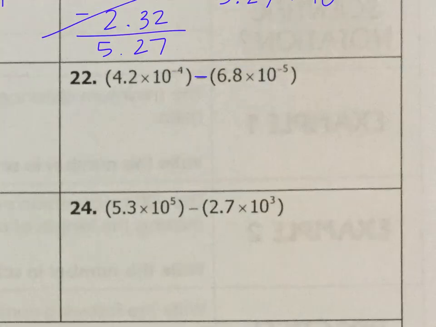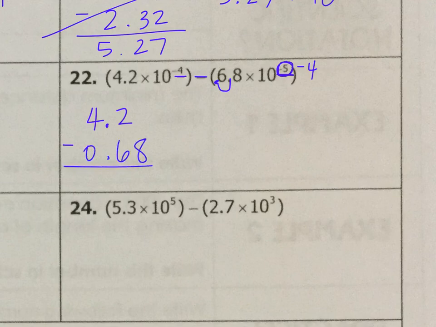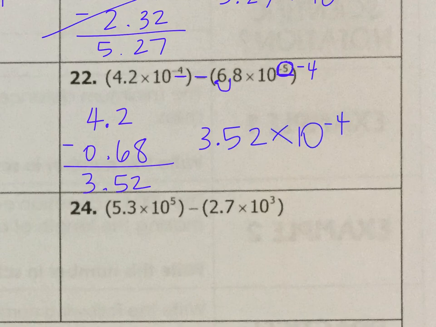Same thing here. I'm subtracting. I've got a negative 4 and a negative 5. This one's smaller. I need it to bump up 1 point to become a negative 4. That means I move my decimal 1 space. 4.2. We just need to make sure we subtract here. Minus 0.68. When we subtract those, we get 3.52 times 10 to the negative 4.